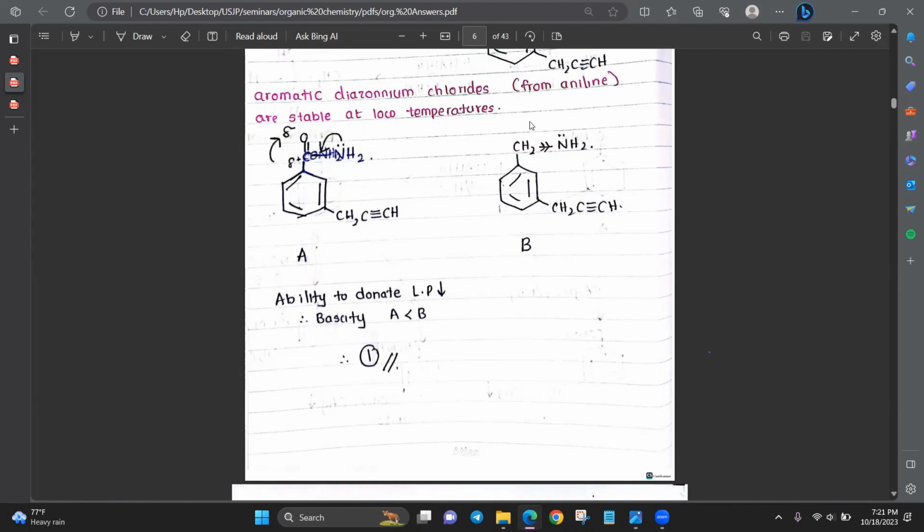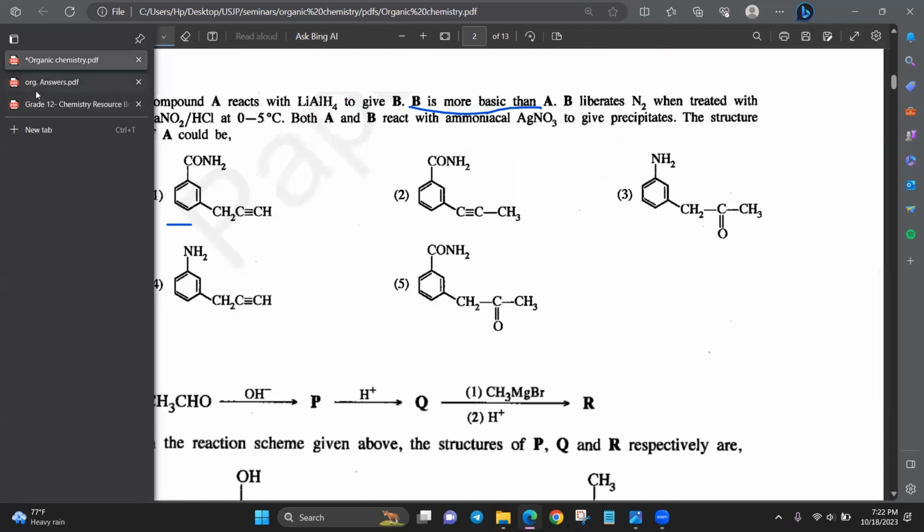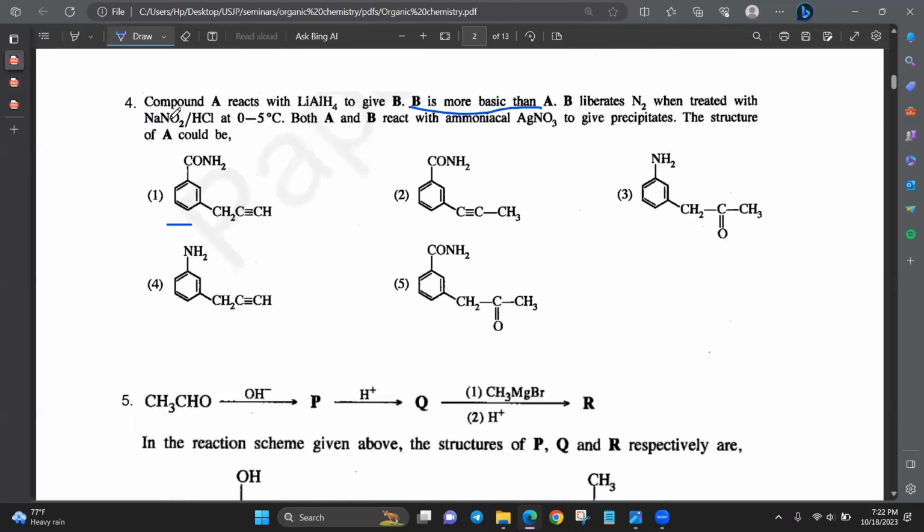Right? So what is happening in B, this amine compound is there, this whole benzene ring, through induction, will give high electron density onto this nitrogen. So there is more tendency to release the electrons from this nitrogen in B. So the ability to donate the lone pair is high in B than in A. That means the basicity of B is greater than the basicity of A. So B is more basic than A. That's what they have said, right? B is more basic than A. So according to our answers, our first compound gave this result. So it is the first answer.